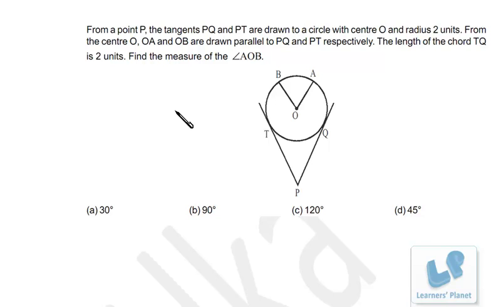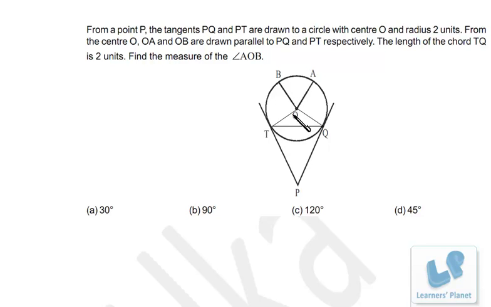A simple problem based on geometry. From a point P, the tangents PQ and PT are drawn to the circle with center O and radius 2 units. From the center, OA and OB are drawn parallel to PQ and PT respectively. The length of the chord TQ is 2 units. Find the measure of angle AOB. That means we have to find this angle. I just complete the diagram. And we have the length of chord TQ, right? Now we have to find this angle AOB.